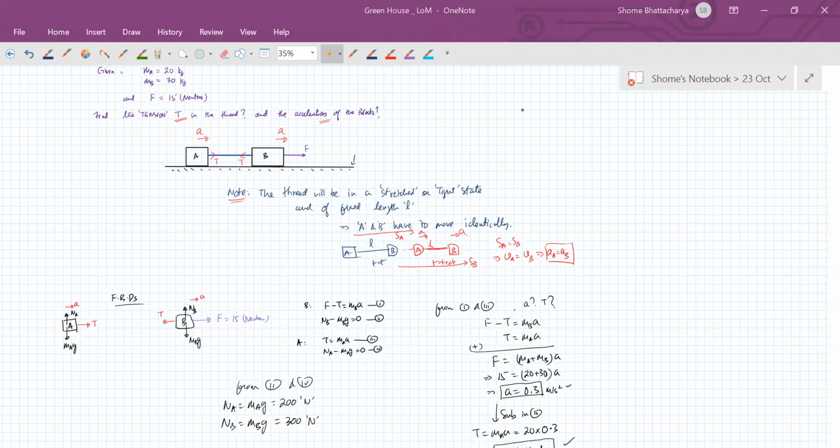A rope or a thread does not have a property like a rubber band, like an elastic material, that it gradually stretches. It doesn't happen that way. The moment you have applied force from this side, the tension has developed. And from the moment B starts moving, A starts moving along with it.